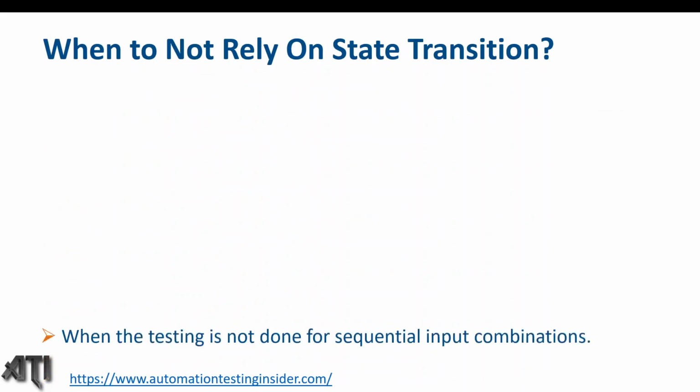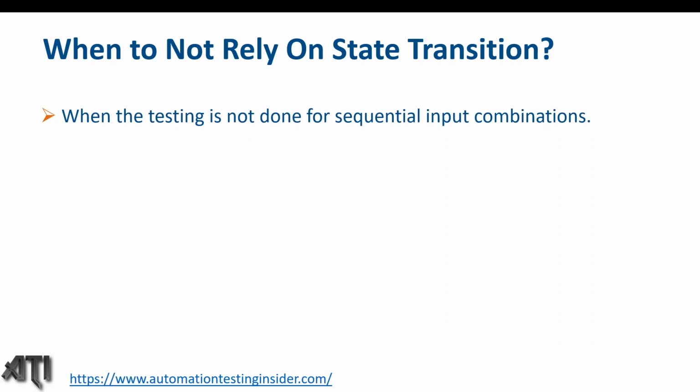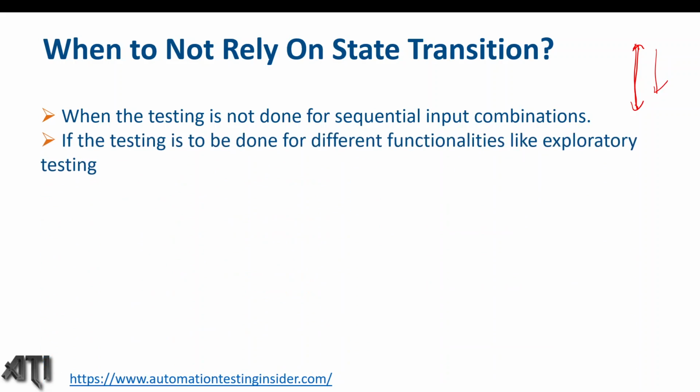When not to rely on state transition? When the testing is not done for sequential input combinations. When we don't have any particular sequence, then we cannot go for state transition. When we withdraw the money, this is in a particular sequence. When we enter the correct password or incorrect password, there are certain stages or states. So this is a particular sequence. When testing is not done for sequential input combination, then we cannot go for state transition. If the testing is to be done for different functionalities, like exploratory testing, then we cannot go for state transition.